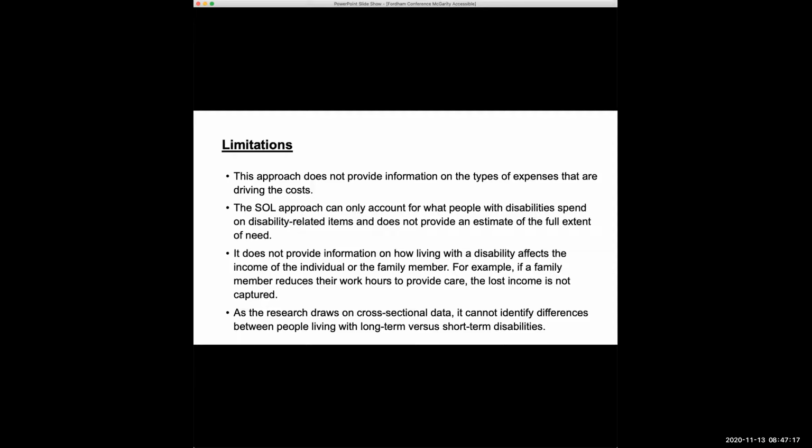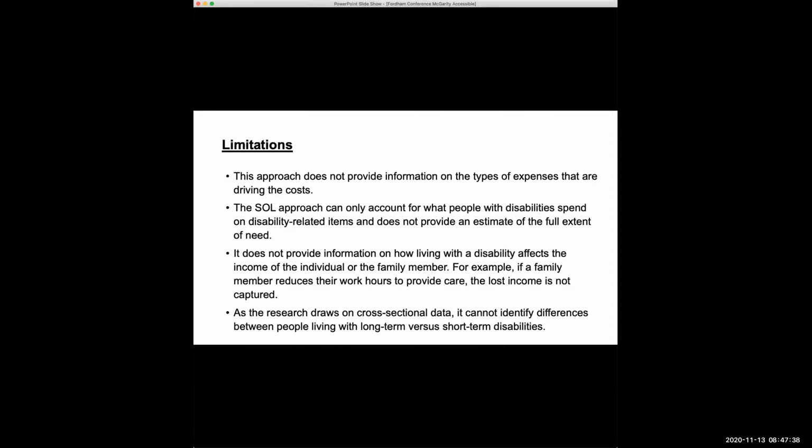The second limitation is that these estimates provide an average across all people with work-related disabilities, but they can't really be used to identify extra costs for each individual. So for example, the extra costs might differ by severity of disability, but we just can't really speak to that with this approach. Again, other approaches would really shine in this area.